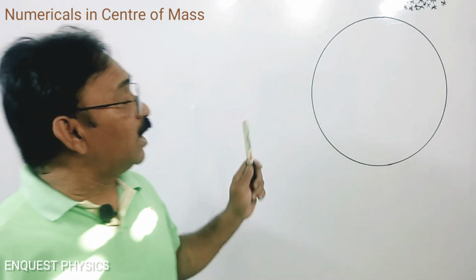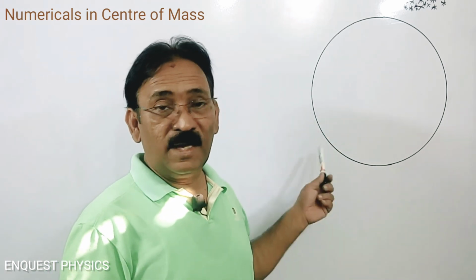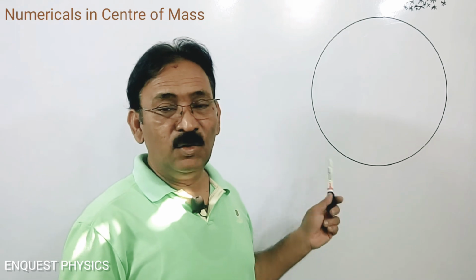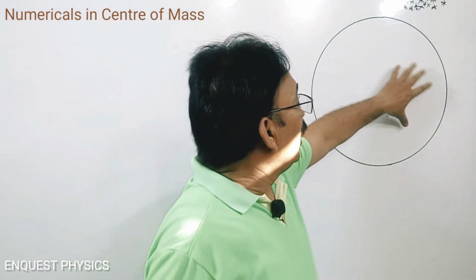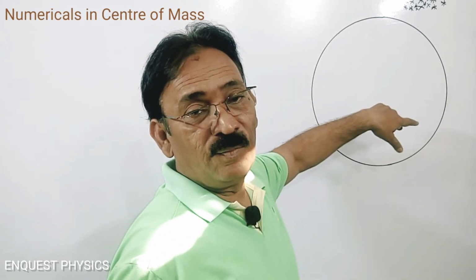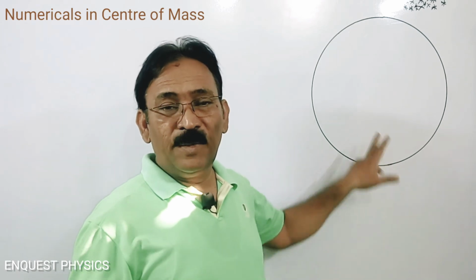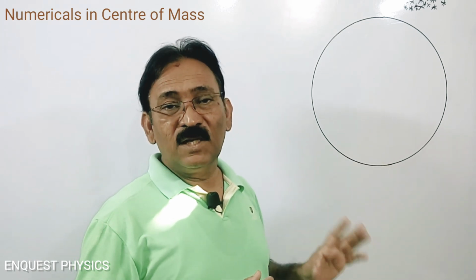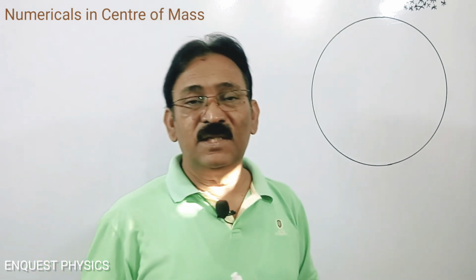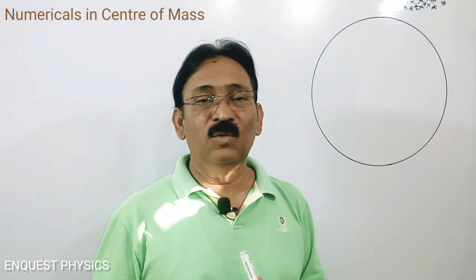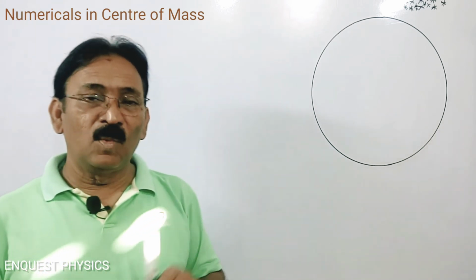The problem goes like this. This circular plate has uniform density as well as uniform thickness. We will remove another circular plate from this, which has a different radius compared to this. He will ask you what is the position of the center of mass, or he will ask you to find the shift in center of mass. The problem goes in this way.